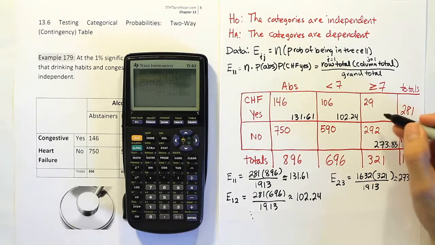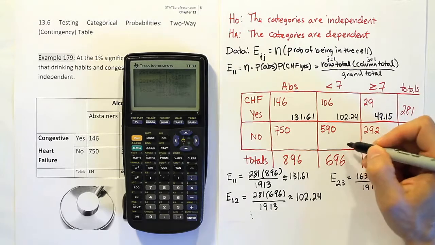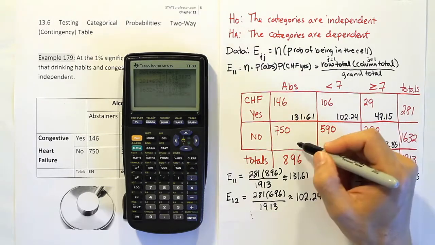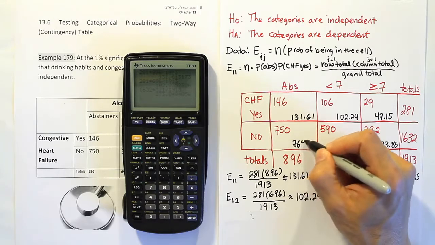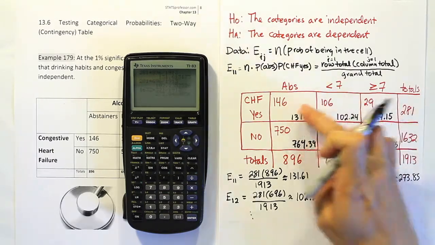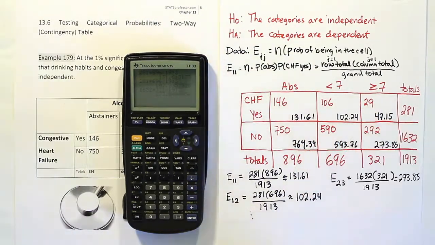Now for these other positions, I've already done those, so let's just fill them in. We have 47.15. For this position, we have 593.76, and for this last one, we have 764.39. Okay, so we worked out these three together. You work out these three on your own, see if they check and match up with what I found.